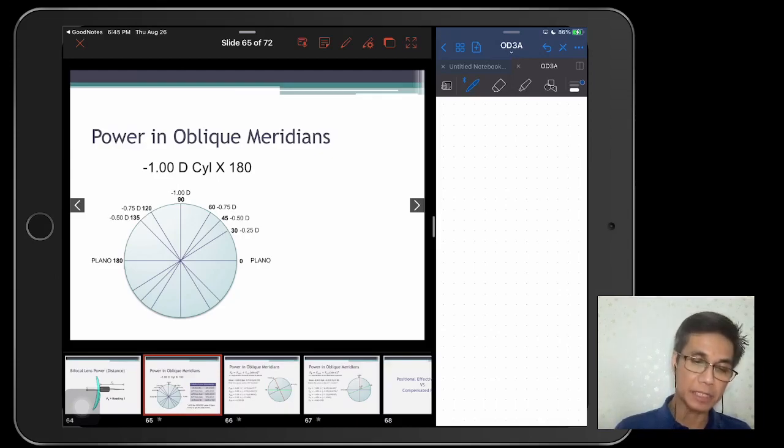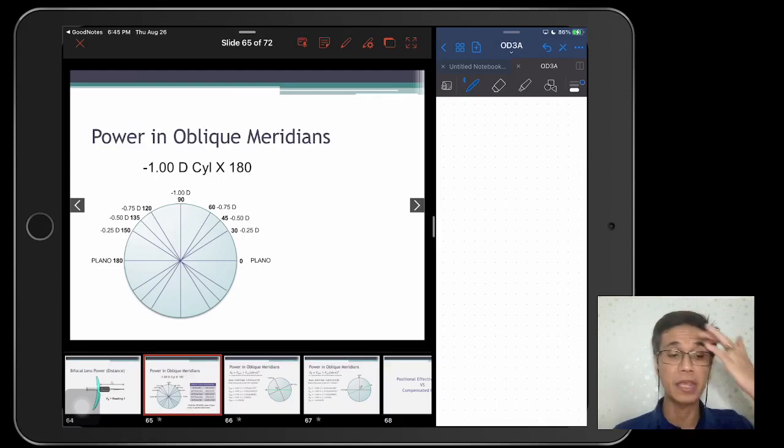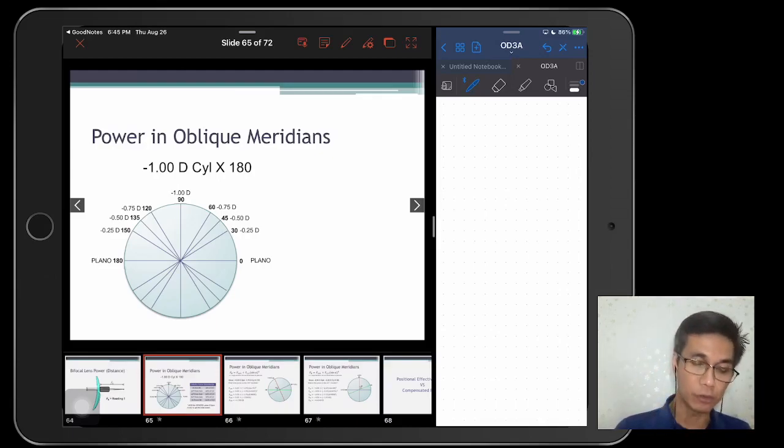0.50. Next, pag sinabi naman natin, 150. So, 150 naman is 30 degrees from 180th meridian. Therefore, the 150th meridian will receive 0.25% of the cylinder power. So, in this case, minus 0.25 diopter ang tatanggapin ng 150th meridian.